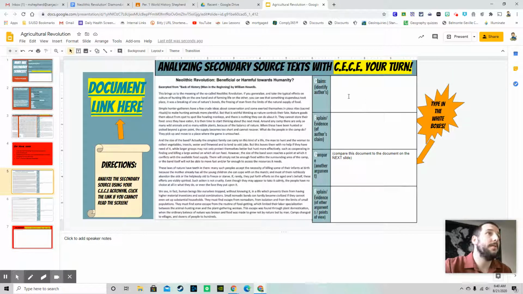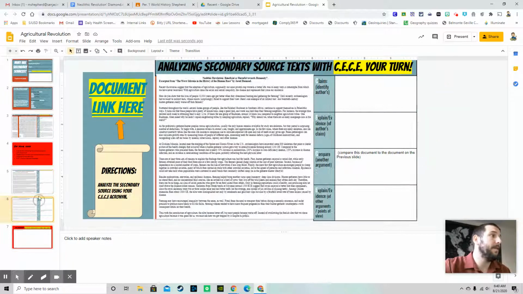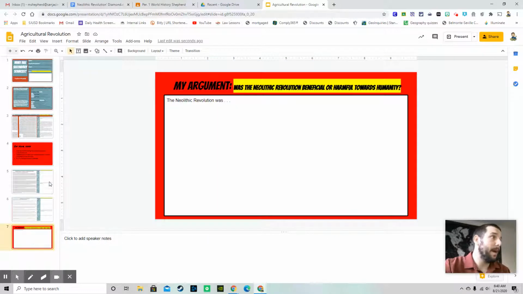When you're done filling out your CECE and all that on both of these articles, comparing them to one another, you are going to pick which argument you think is more relevant. Do you think it was the argument that the Neolithic Revolution was beneficial to humanity or harmful for humanity? And you're going to have to back that up with the evidence you found in these two articles. Okay, so a paragraph is like 3 to 5 sentences. I don't want anything less. I want to be able to understand your argument and why you have that argument. You may start on your own now.